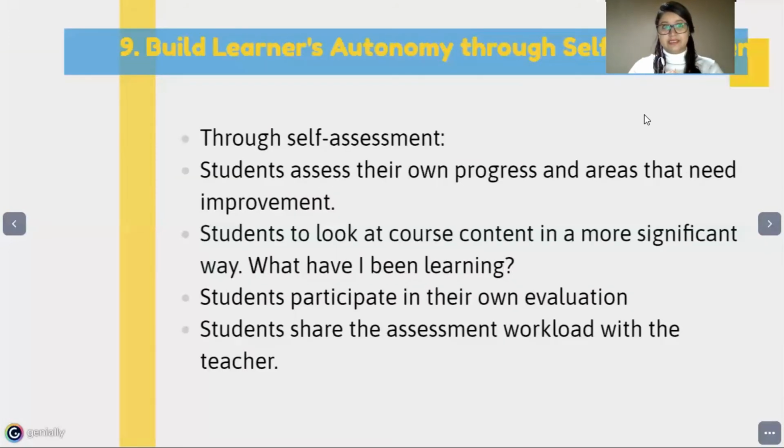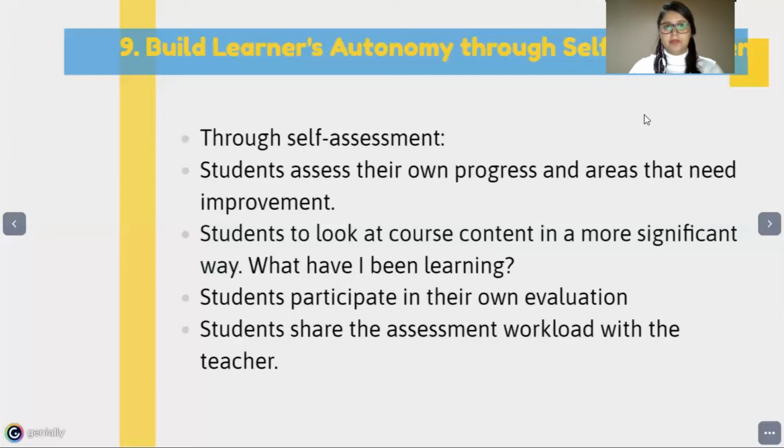The last strategy is to build learners' autonomy through self-assessment. In the reading, the author mentions several benefits that self-assessment gives. For example, students have the opportunity to assess their own progress and areas that need improvement. So they focus on what they have improved through the course, or what they need to focus on and work on.